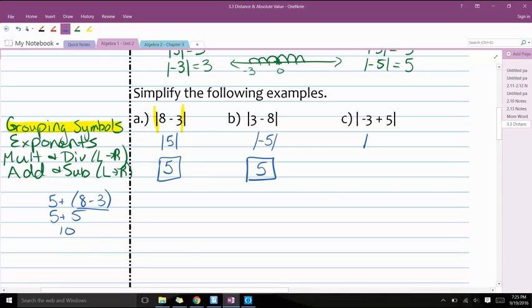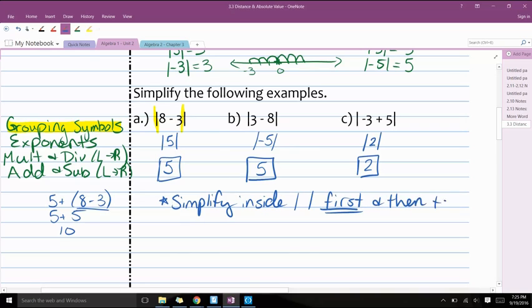Okay, so what you should have had is negative 3 plus 5 is 2, and the absolute value of 2 is 2. So, what's the moral of the story? We're going to simplify inside the absolute value symbols first, and then take the absolute value. Cool. Okay.